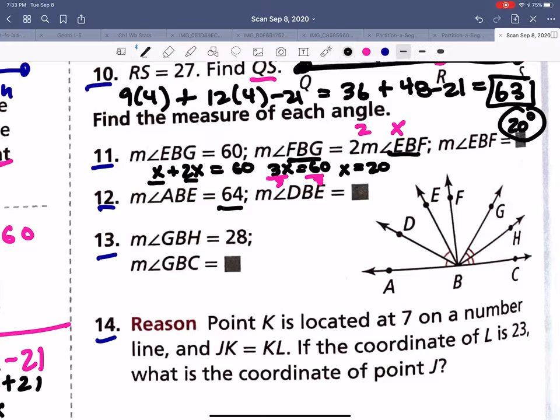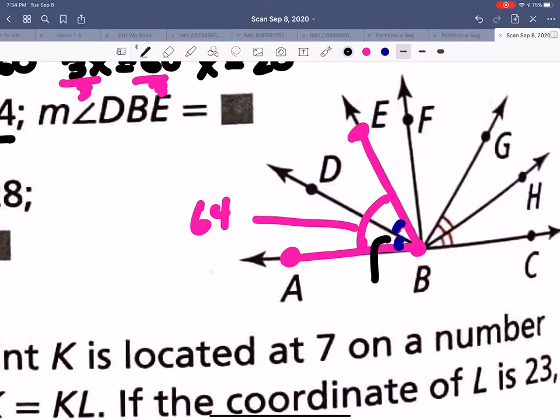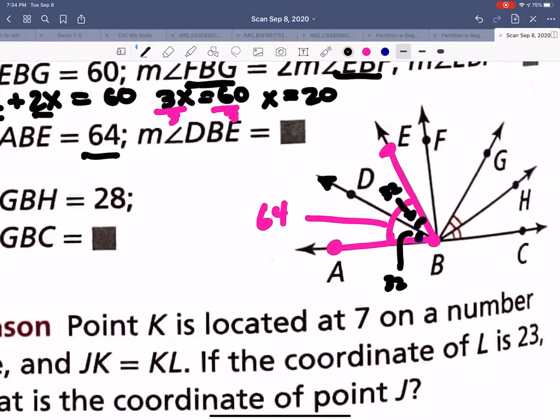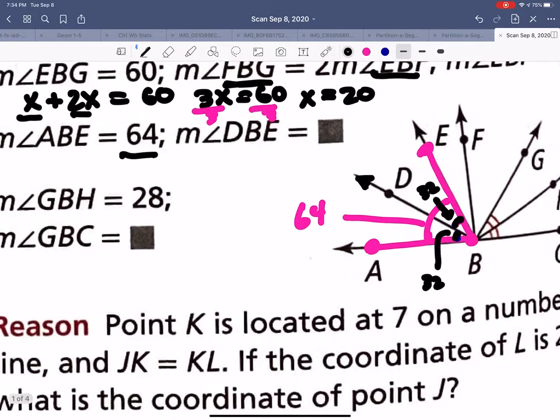Question number 12. If ABE is 64, so ABE is 64. Now I already see something interesting. There's one arc here and one arc here. So that means I know something right off the bat. I know that this is 32 and this is 32, right? Because the two arcs are equal. If two things are equal to each other, then this line must have cut it in half. If I cut an apple in half and I notice both sides are exactly the same, I definitely cut it in half. Both sides are the same.